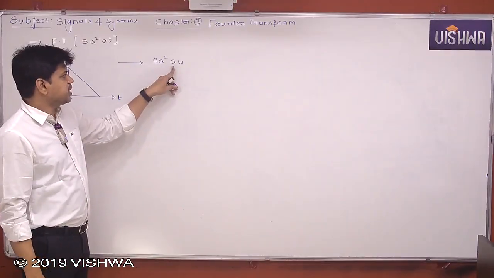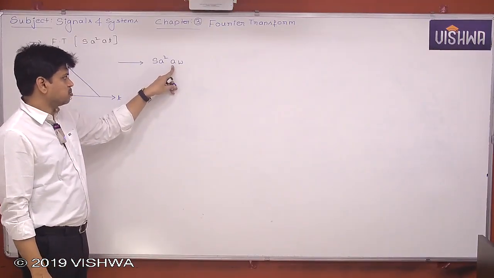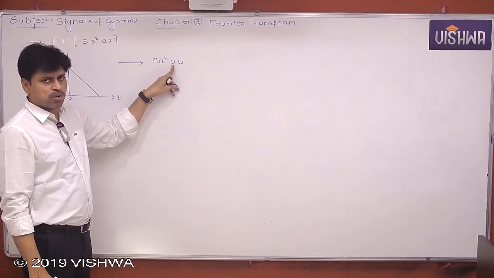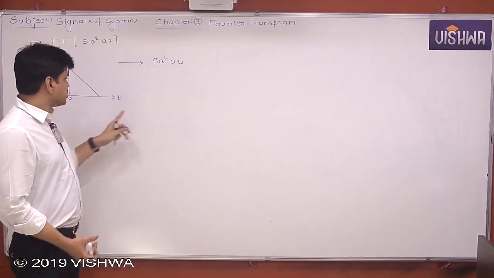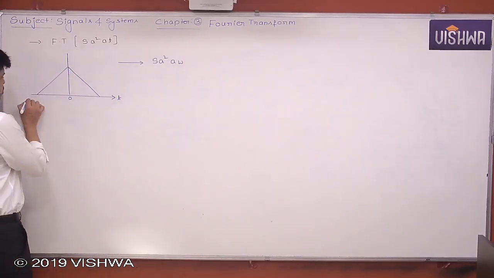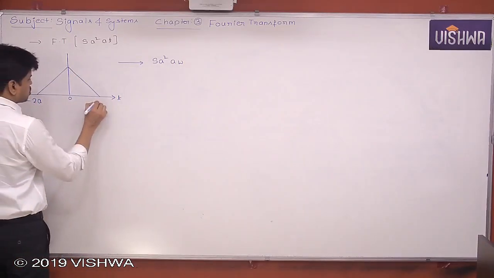What does this A indicate? It is nothing but width by 4. If it is width by 4, what is the width actually? 4a. If the width is 4a and it is symmetrically located, it has to be minus 2a and plus 2a.